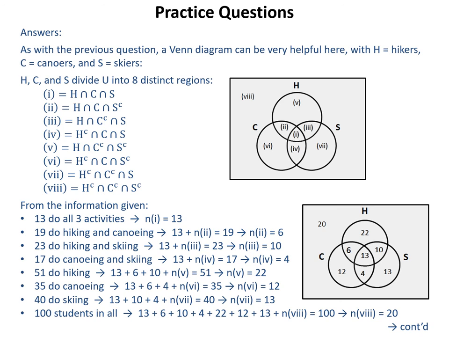Now, from the information given, we'll start like we did last time in the middle, because we're given the information that 13 do all three activities. So that tells us that region 1 is 13.